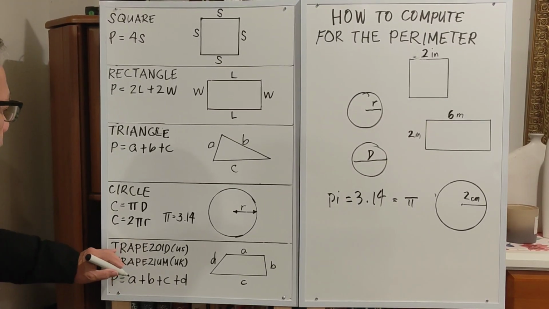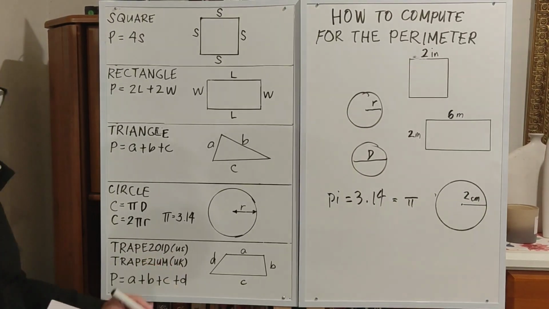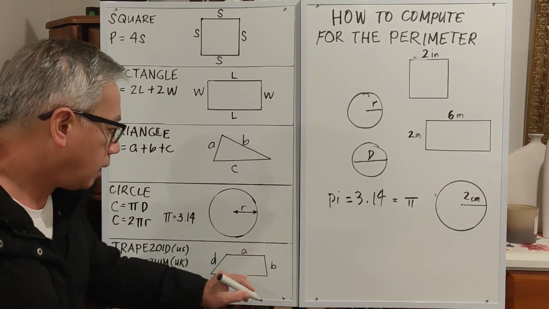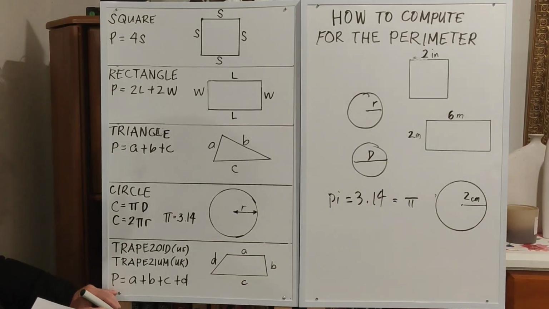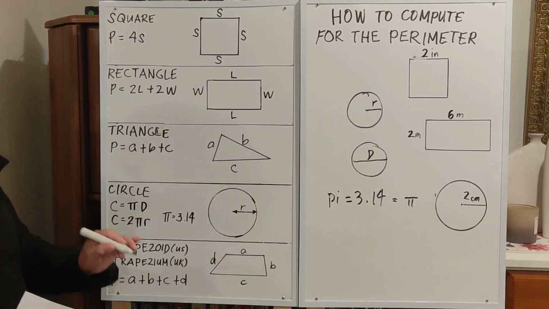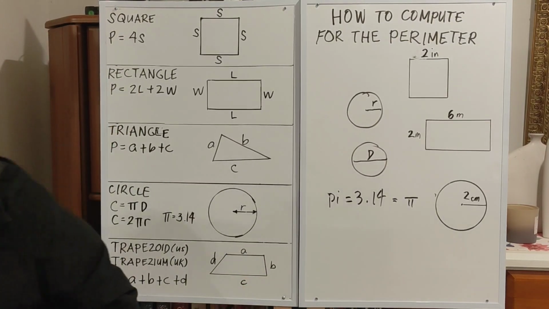For the trapezoid, which is what they call it in the US, or trapezium in the UK, if we have sides A, B, C, and D, for the perimeter you just add all the sides: A plus B plus C plus D, and you have the perimeter. Now we will have some examples.